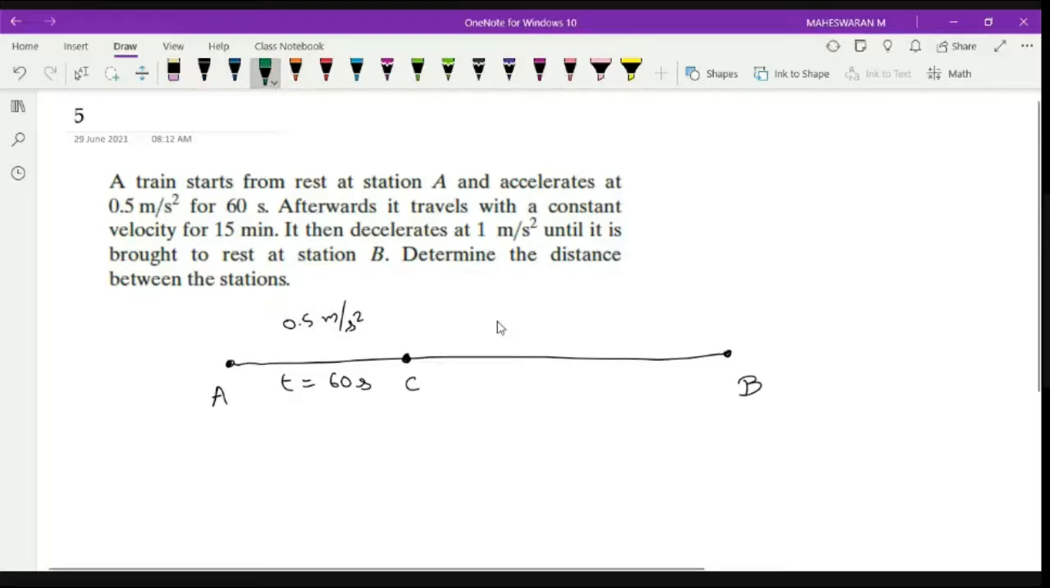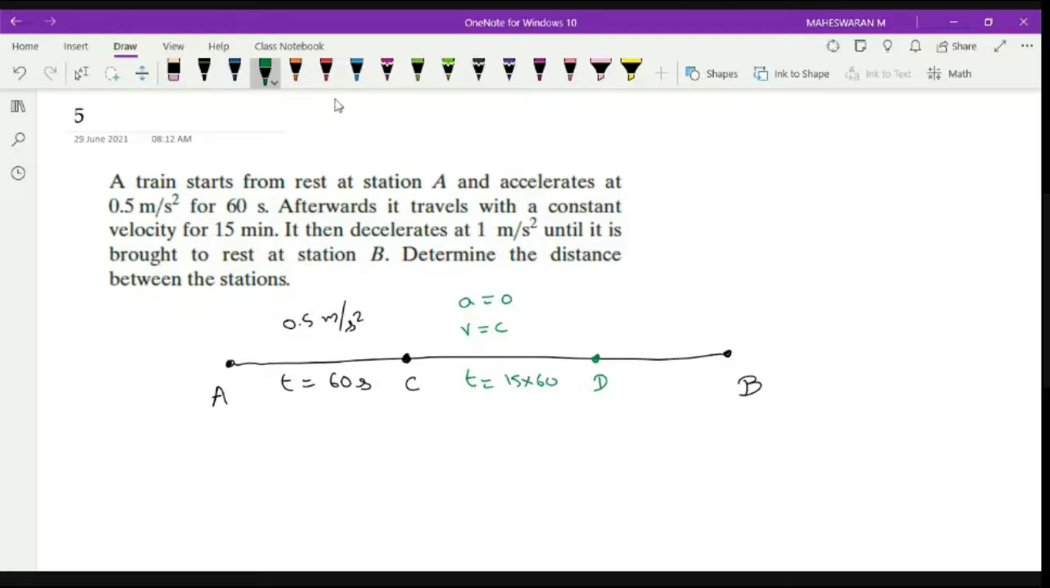Right? After that, what happens? It is moving at a constant velocity for 15 minutes. So let me consider another point, which is D. From C to D, your velocity is constant, which means whatever the velocity we identify, that will be constant. So v is equal to c. What about your acceleration? Acceleration is zero in this case, right? Because when your velocity is constant, you don't have acceleration. But you know the time. Time is 15 into 60, so I am converting to seconds. Right? This is my second case.